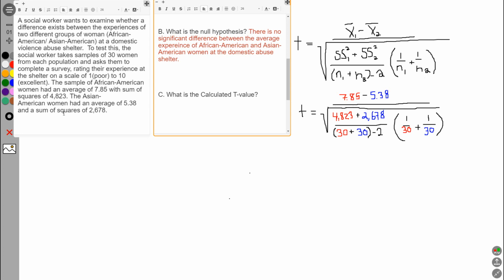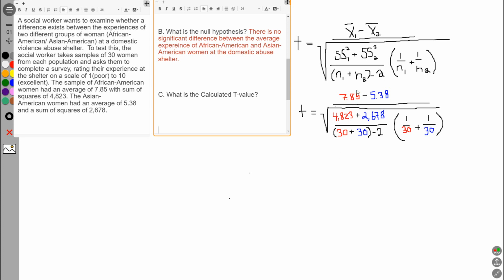I also, in the fact pattern, gave you the sum of squares for each group as well. The African American women had a sum of squares of 4,823. I put that here because, of course, sum of squares is this, and then the 1 below in the subscript just means which group it is. So you see X bar 1, and then we see sum of squares 1. Okay, we see the average for X bar 1, 7.85, and then the corresponding sum of squares, 4,823. So everything should be lined up.